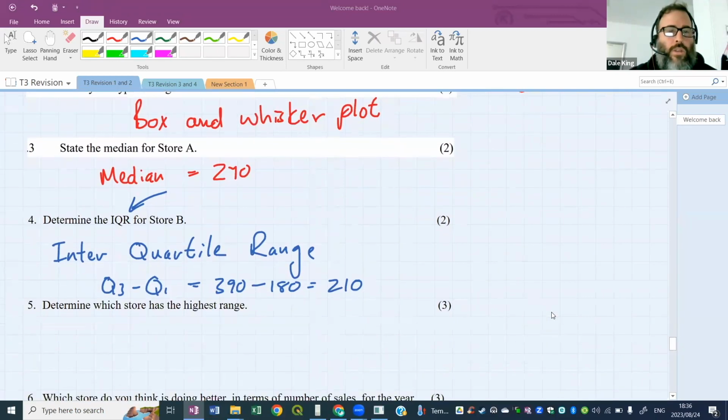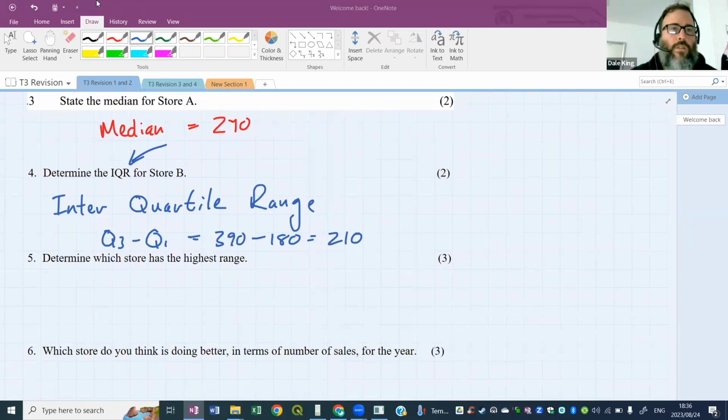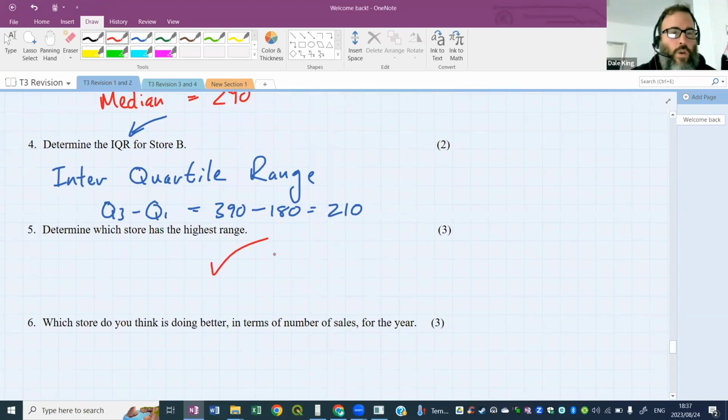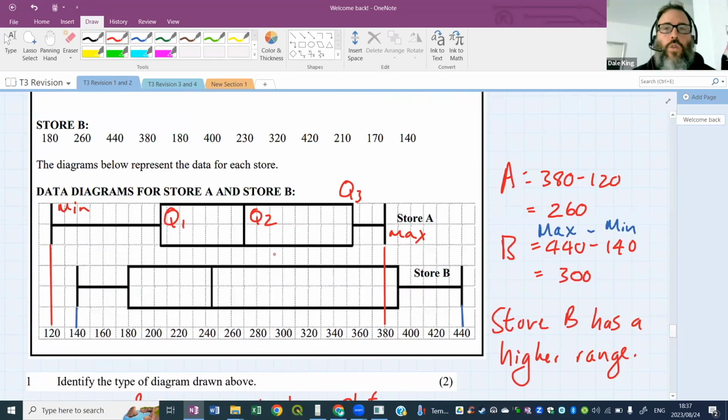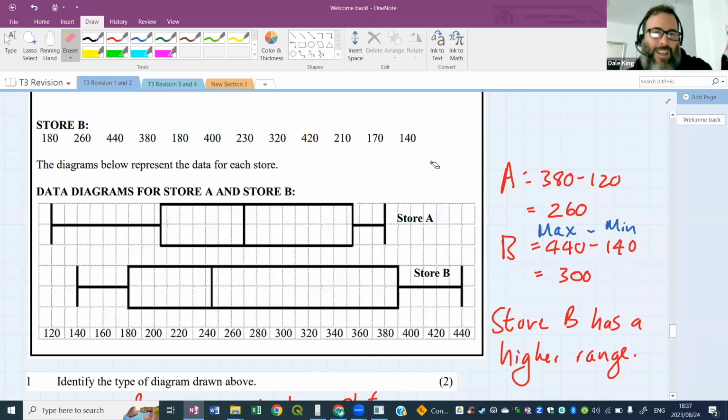So determine which store has the highest range. We've done that question. Final question on this contextual question. Which store do you think is doing better in terms of number of sales for the year? And I want to know why. Which store do you think? That is a subjective question. That means your opinion and your reasoning will get you some marks. There is no calculation here. It's which do you think?